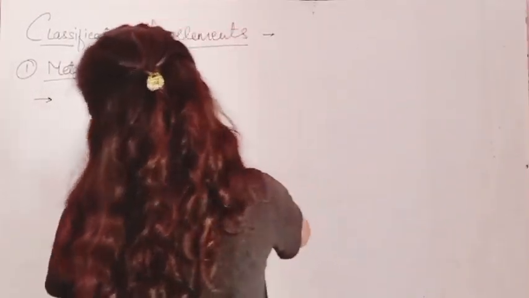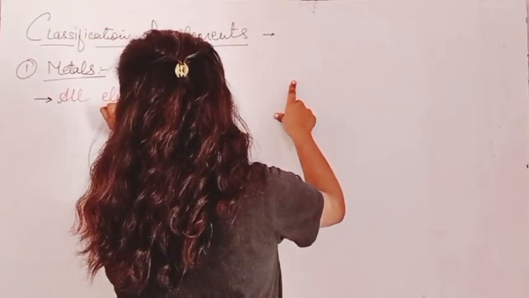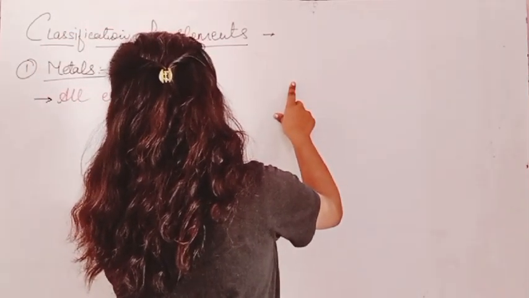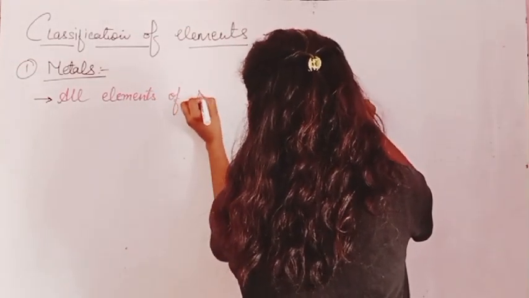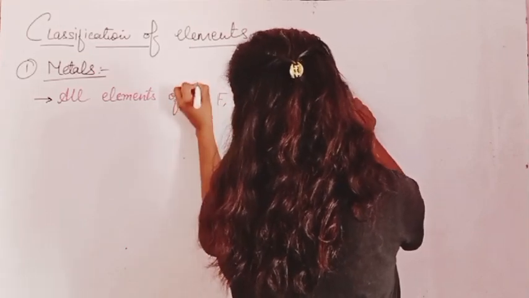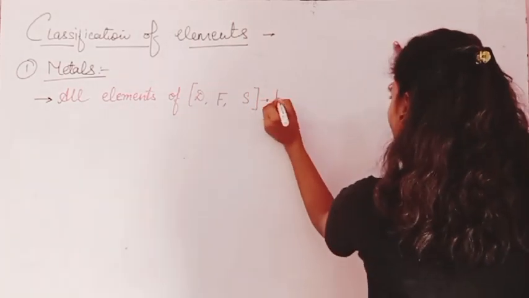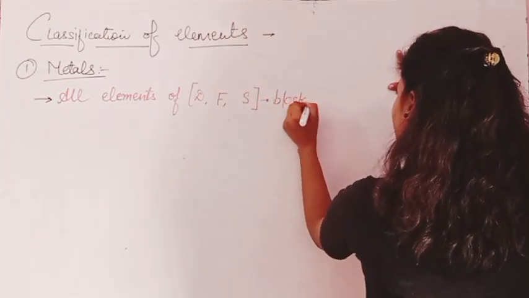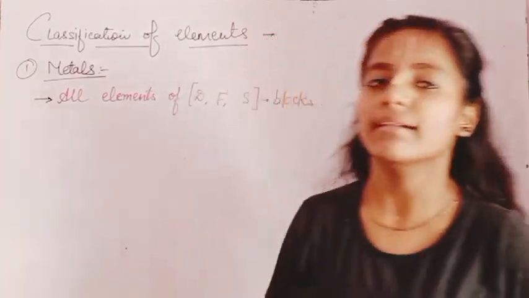So the first point I wanted to add in this is that all elements of the d block, f block and s block are called metals. This is the most important point for metals.